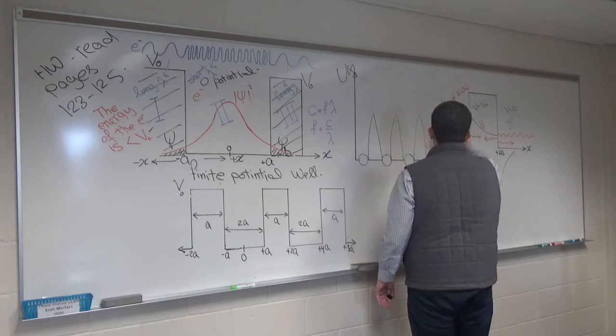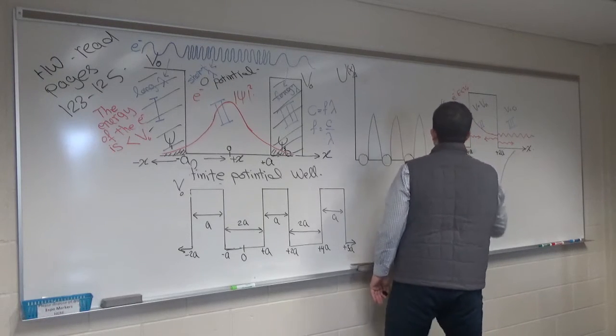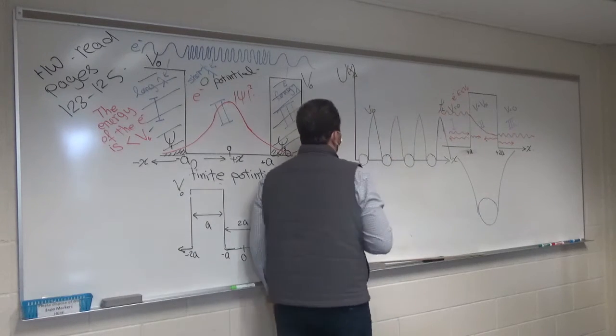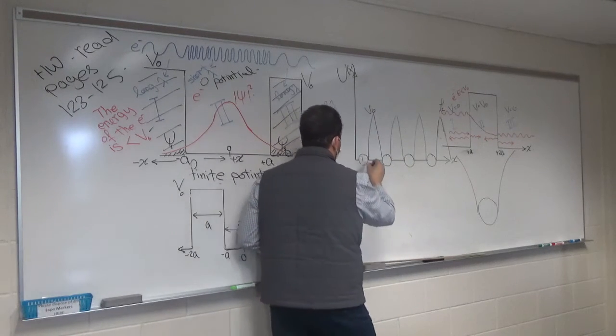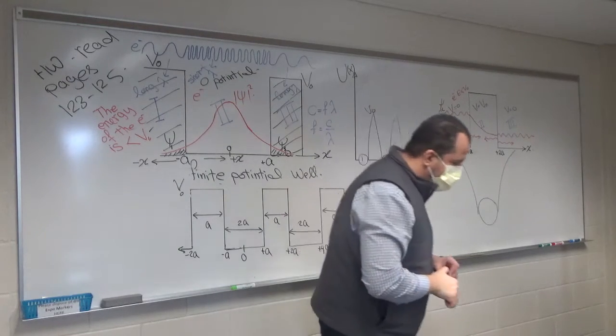Maybe there's another atom here. It should have the same height. Right here. And maybe here we have the zero. This is atom 1, atom 2, atom 3, and atom 4. So this is what he assumed.